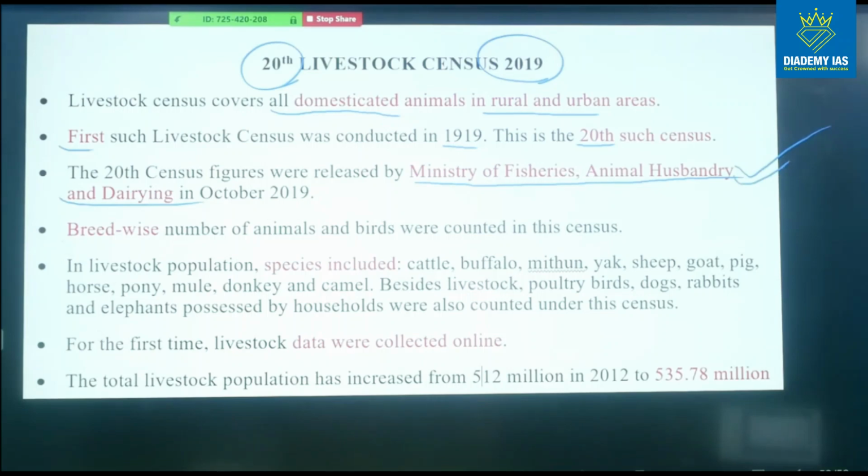The counting was done breed wise, both for the animals and birds, and broadly these species were counted. Data was collected online, and the good thing is that the total livestock population has increased from 512 million to 535.78 million. So this is the 20th livestock census 2019. Please take a few seconds and read it again. Read the underlined part once more, so that you do not forget.